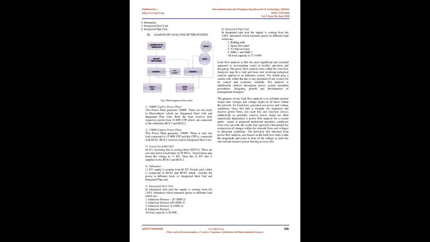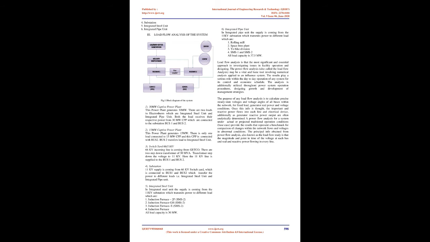In case a fault occurs in bus 1, then supply can be provided with the help of bus 2 or vice versa. Electrotherm has its own power plant, which is known as captive power plant. One is of 30 MW and another one of 15 MW. Both the power plants produce power which is supplied to the substation by transmission line. Here 30 MW CPP is connected to bus 1 and bus 2, whereas 15 MW is connected to bus 2. There is an alternative source of power which we receive from GETCO station.